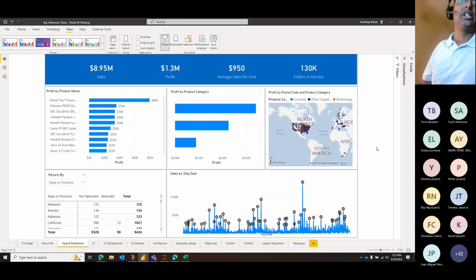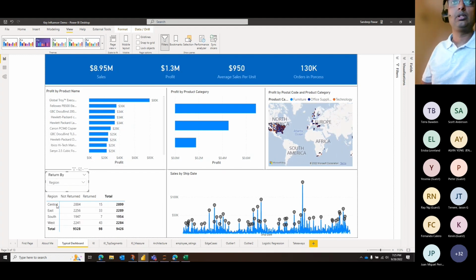Usually, what we would do is, maybe I used a field parameter here and then say, okay, let me give my user the ability to maybe slice the data by region, and then we have it by region by count. So the number of orders that were returned versus not returned, these are in absolute terms. So these are all the counts.